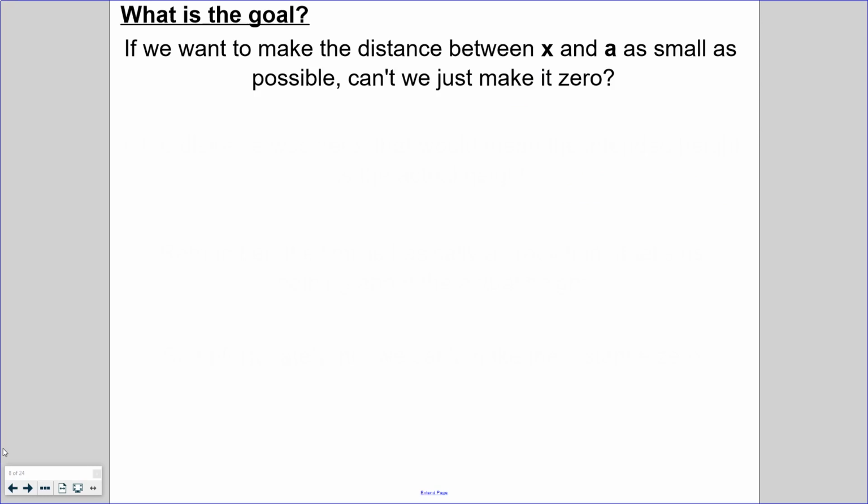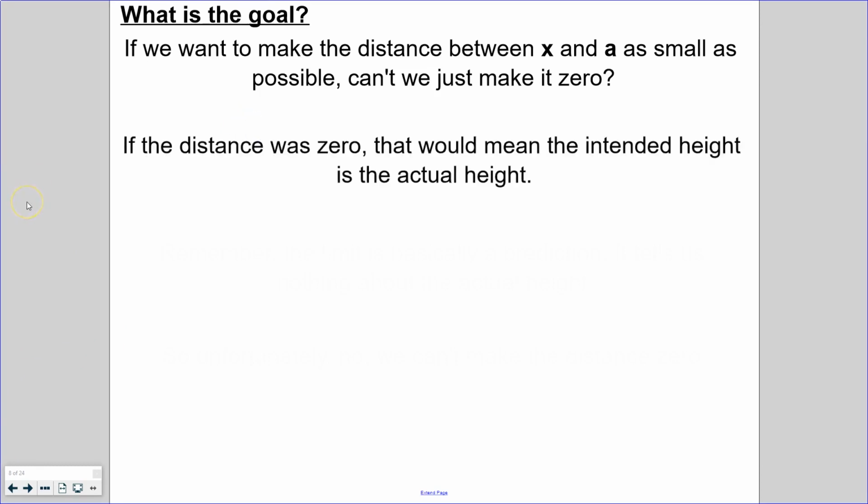So, if we really want to get the unicorn on that x, don't we just want to make this 0? So, if we want to make the distance between x and a as small as possible, can't we just make the distance between x and a be 0? And that is a great question. Let's talk about that.